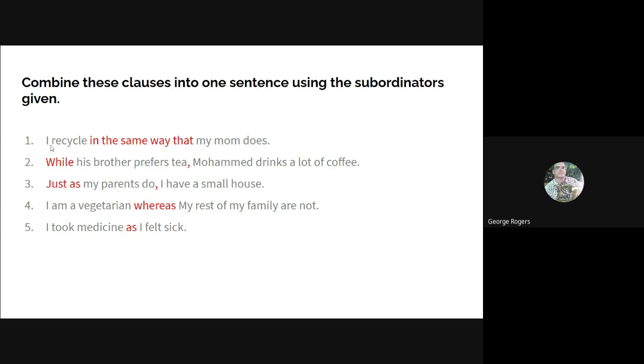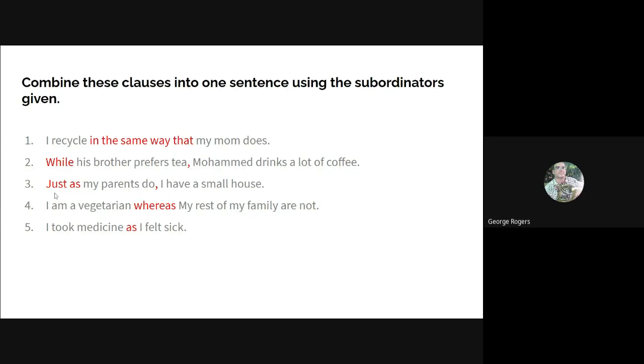Okay? So you don't need a comma because you didn't start with the subordinator. Here is the other one. Again, the dependent clause. Muhammad drinks a lot of coffee while his brother prefers tea. No comma is necessary. But starting with the subordinator: while his brother prefers tea, comma, Muhammad drinks a lot of coffee.